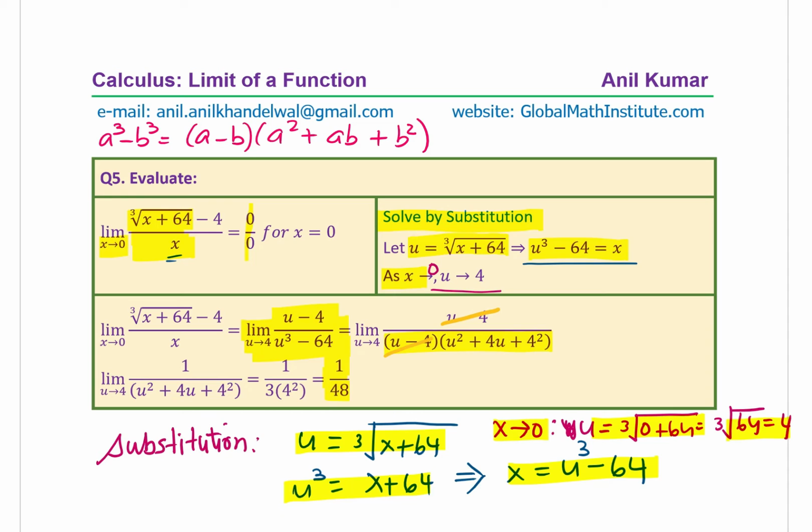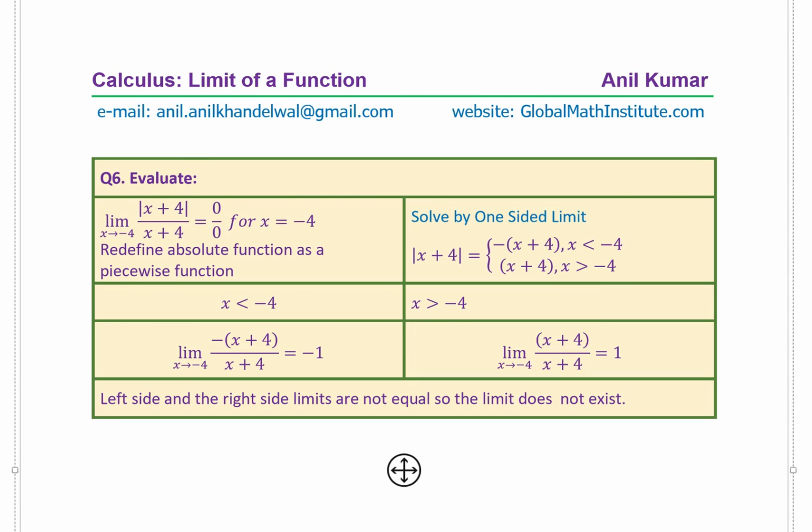So let's continue. Take up the next question, which is evaluate: the limit of absolute value of x plus 4 divided by x plus 4, where x approaches minus 4. Immediately substitute x equals minus 4. You could do it in your mind also, right? So you get 0 over 0 for x equals minus 4. That means it is an indeterminate form.